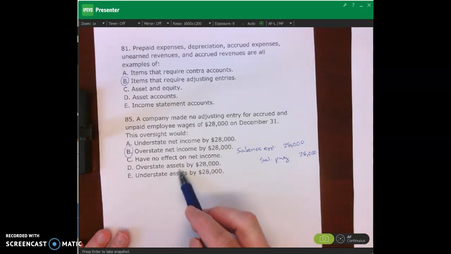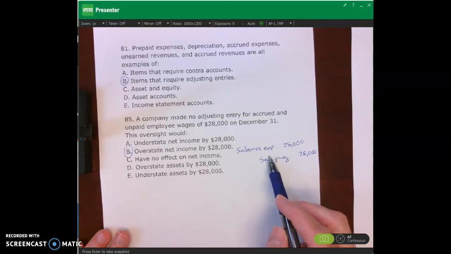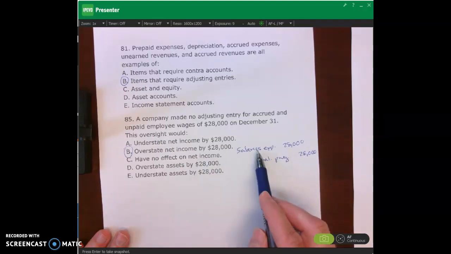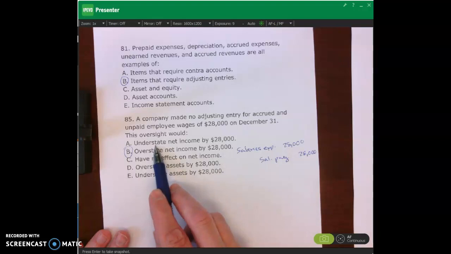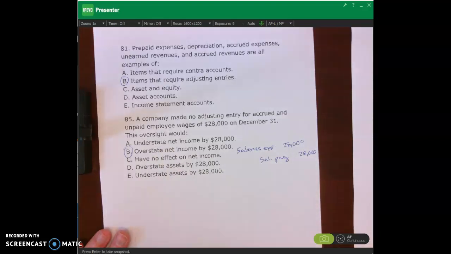It has nothing to do with assets. You see anything to do with assets over here? Nope. And it does have an effect on net income, as I just explained. It wouldn't understate it, it would overstate it because you didn't record the expense.